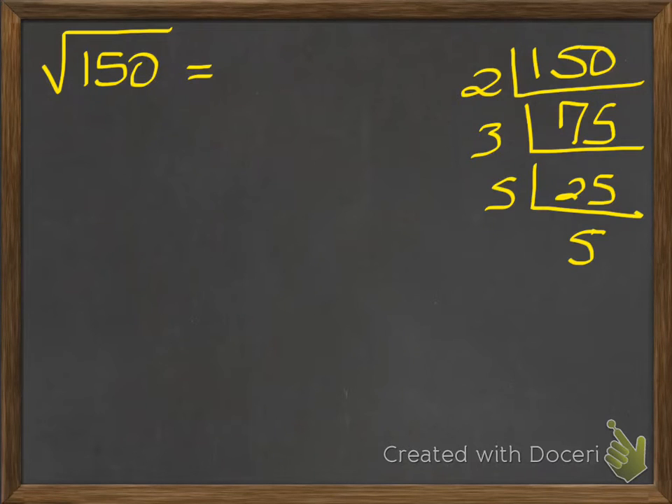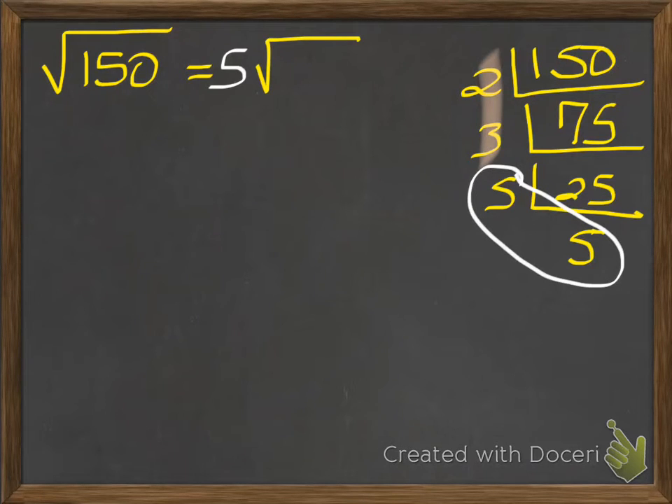And so the goal is to get to where it's only primes on the outside. And then look for sets. Well, I have a set of 5s. So I write down that 5. What is left over goes underneath the square root, which is called a radical. And so we have the 2 times 3 under that square root.